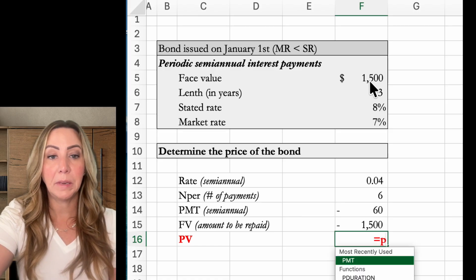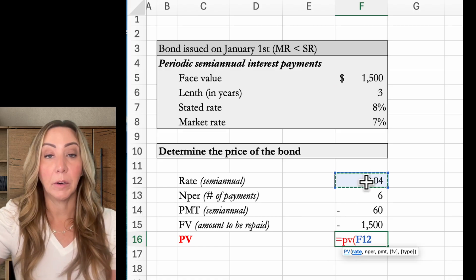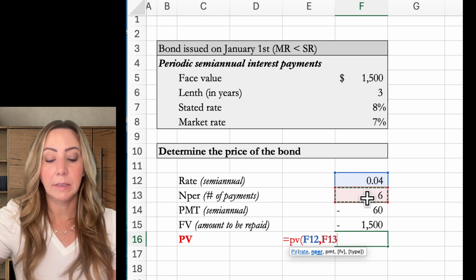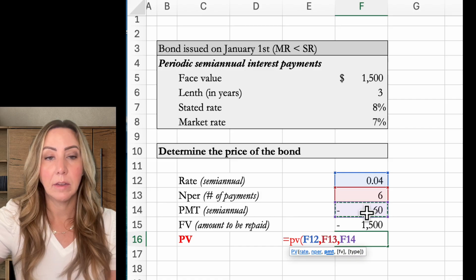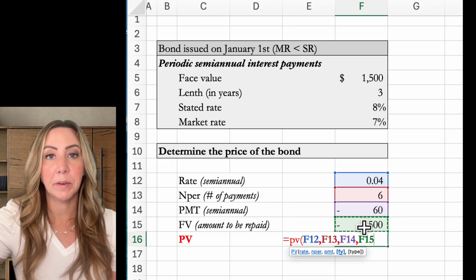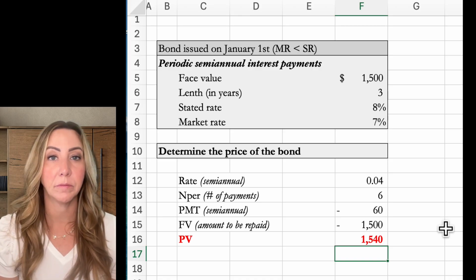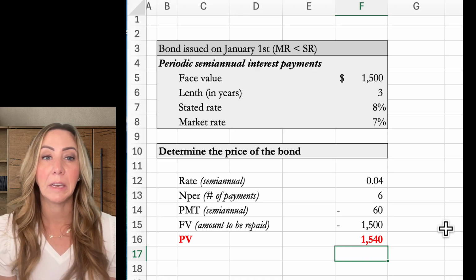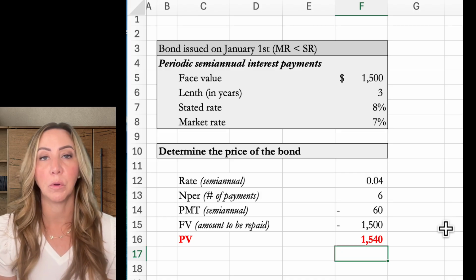So equals PV, and I'll reference my rate, market rate, the number of periods, the interest payment, my first promise, and the future payment of $1,500, my second promise. And notice that the price of this bond, the present value of those two promises, is actually higher than the stated face value of the bond. Now it's $1,540 is what I can actually sell the bond for and what I can actually borrow.